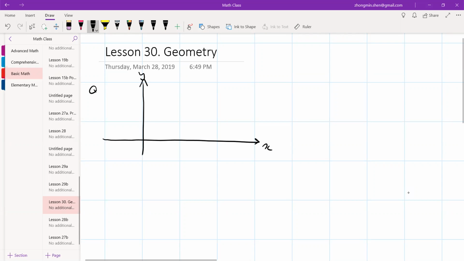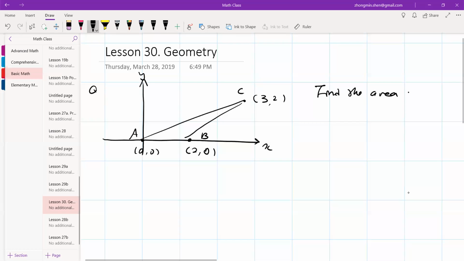And if we have a bunch of points, for example, 0 and 0, and here's another point, 2 and 0, and 3 and 2, for example. I just sketch it, okay? So my question is, what is the area of this triangle? Find the area of the triangle ABC.